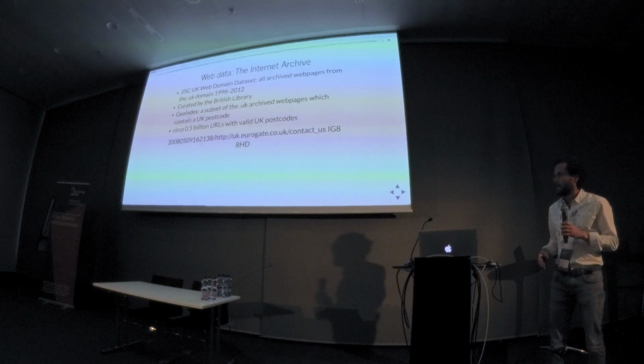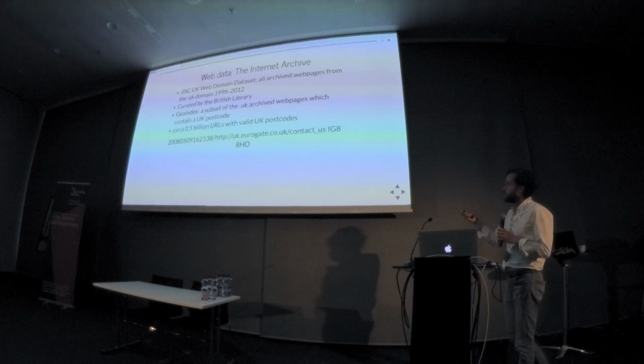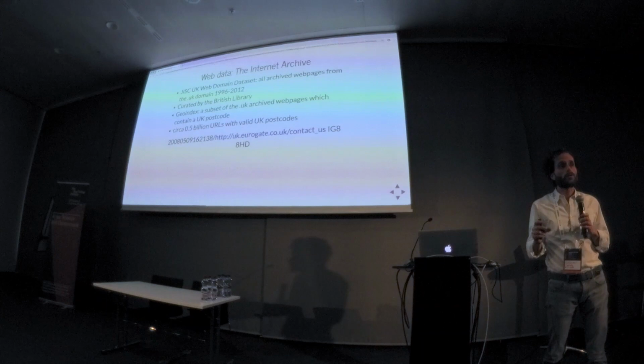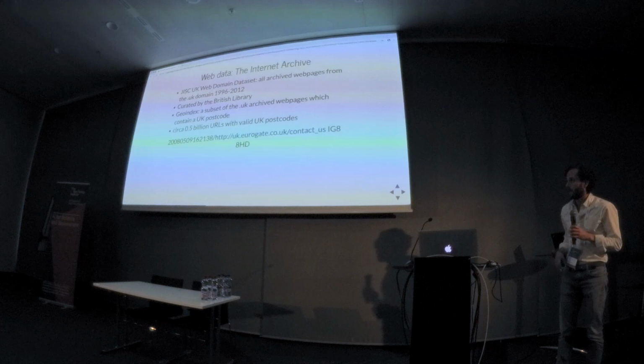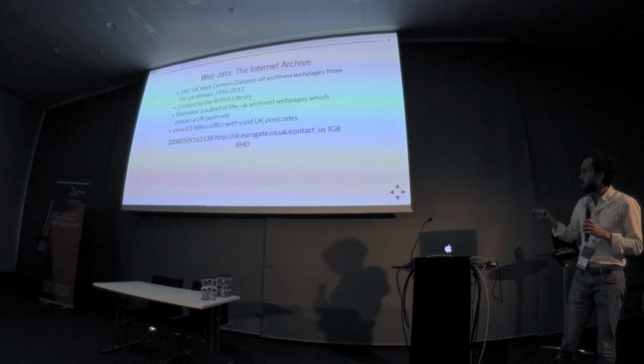Then they did something clever. They scanned the contents of these archived web pages to find UK postcodes. UK postcodes are six or seven digit text, and they refer to very small areas in the UK. So this is our starting point. In essence, we start with half a billion lines, which look like this. We know that this web page has been archived on that specific date and time, and includes this postcode.